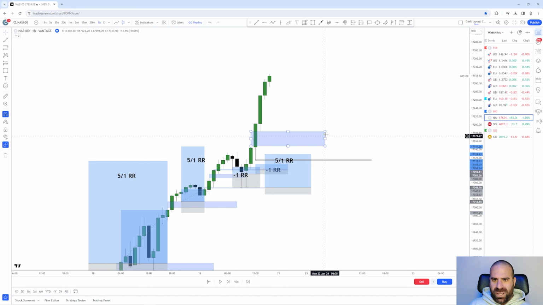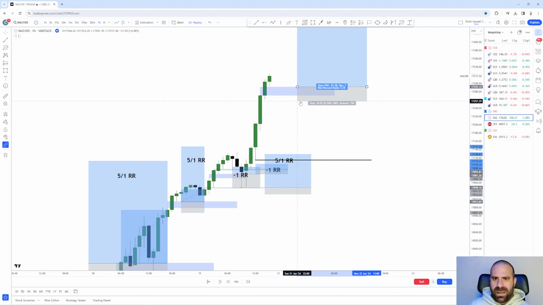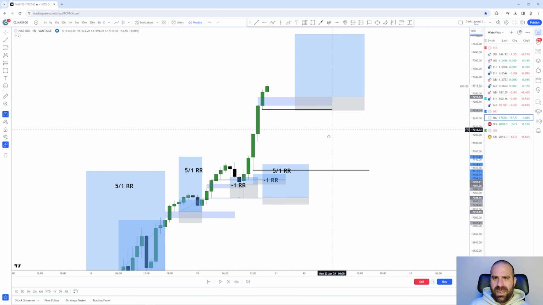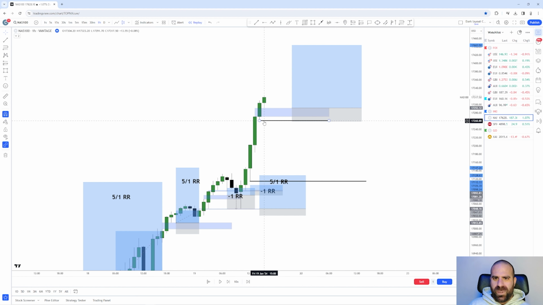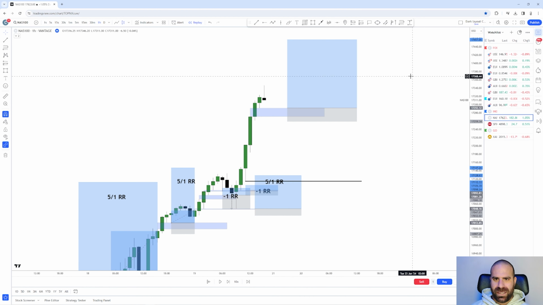Another FVG. Forget for the moment about those two. If price goes back, we will be taking all of them. We are riding the trend, with the stop loss right below this low. Okay, so this would be a thing that you would be struggling with, where to place your stop loss on these occasions. 5-to-1 reward to risk we are targeting.